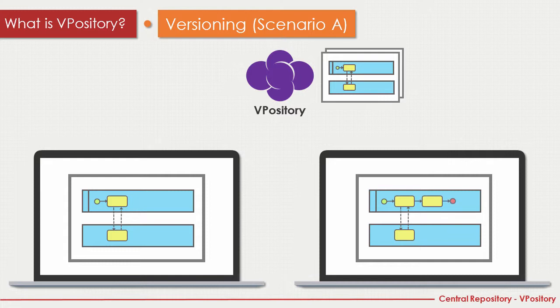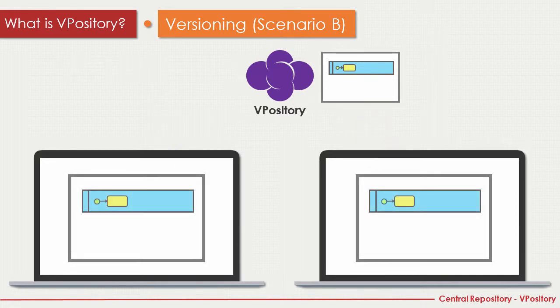And then he also made a change and commits to the VPository. The third revision is created. Let's take a look at another scenario.